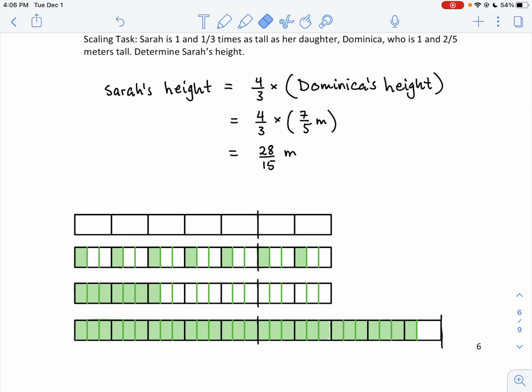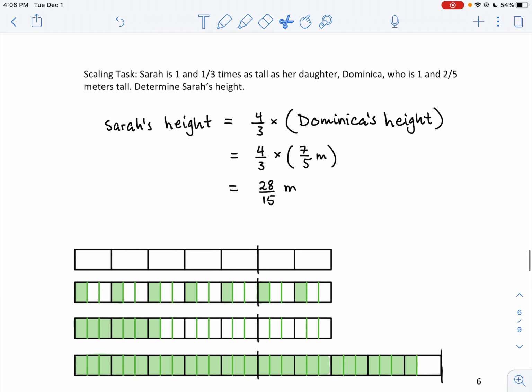Here's a scaling task. Sarah is 1 1/3 times as tall as her daughter, Dominica, who is 1 2/5 meters tall. Determine Sarah's height. Well, I'm just going to translate this into a sentence. Sarah's height is 4/3 times as tall as her daughter Dominica. 1 1/3 is 4/3. So we want to scale Dominica's height by 4/3 to get Sarah's height.